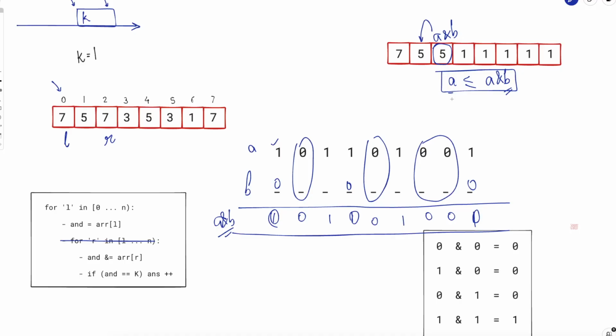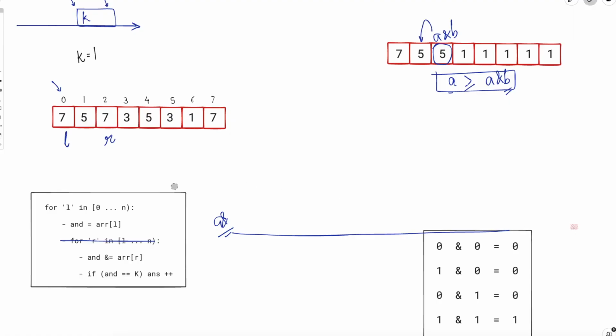So hope you got the intuition that why A is always... sorry, I think I wrote it incorrectly. A is always greater than or equal to A and B, right? So I hope you got this intuition. Now let's come back to the original problem that we were solving.